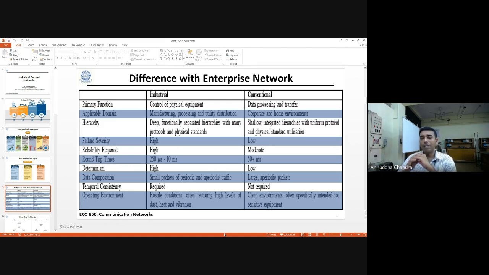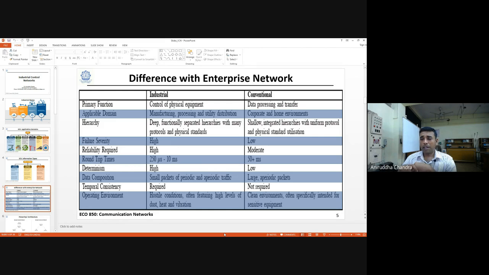Round trip time is very, very low for the industrial networks because you need immediate action. So that's why you can see that the requirement may be as low as 250 microsecond. At least it is always less than the millisecond barrier. On the other hand, in enterprise networks, we don't mind having a delay of around 50 milliseconds or so. Now, again, the determinism is very, very high in industrial networks.